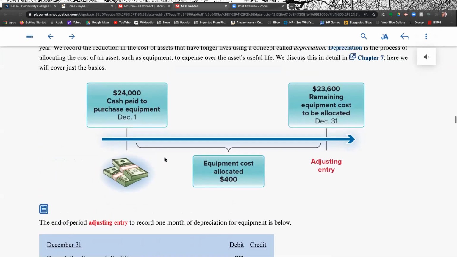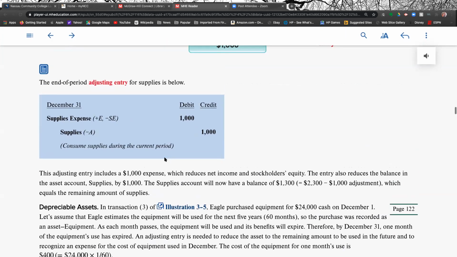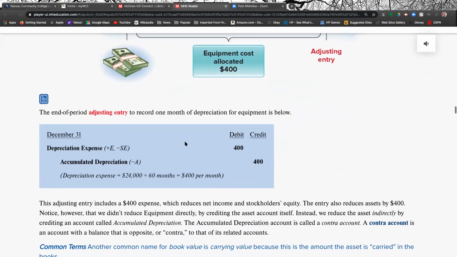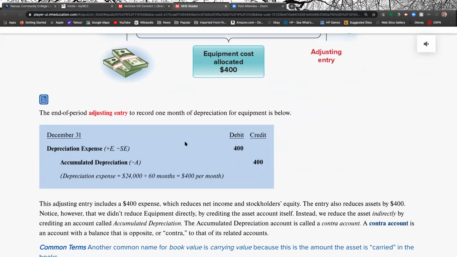Now, why don't you just credit equipment like here? Remember here you credited supplies? Why can't I just credit equipment? Isn't it the same thing? Well, not really. Depreciation is an estimate, right? Anytime we estimate something, we use a separate account for it. And we'll see there are maybe 3 times during the semester where we're going to use a contra account to help us estimate something.